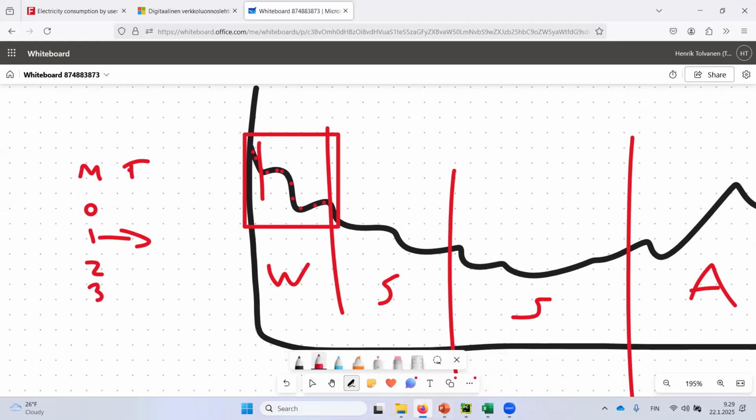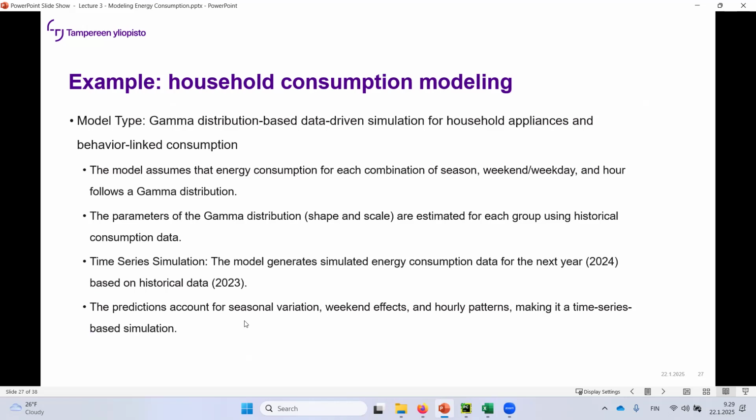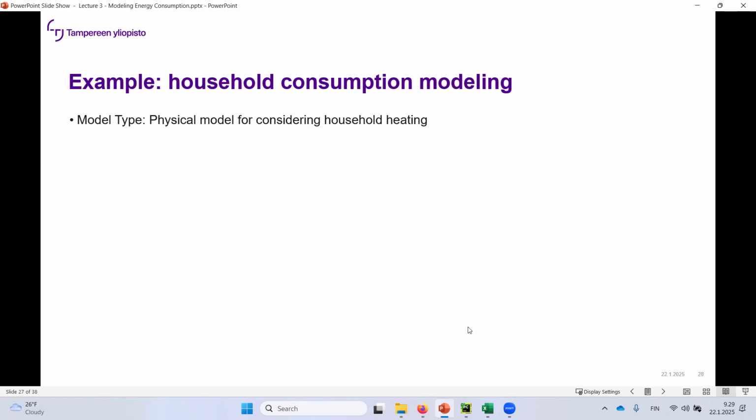But I have a problem. My consumption isn't only related to this behavioral part. So the model generates simulated energy consumption data for the next year based on historical data. Predictions account for seasonal variation, weekends, hourly, so making a time series based simulation. Then I have a physical model for considering household heating. And this is something we're going to go through in the exercises with a bit more detail. So I'm having a physical model for this heating.